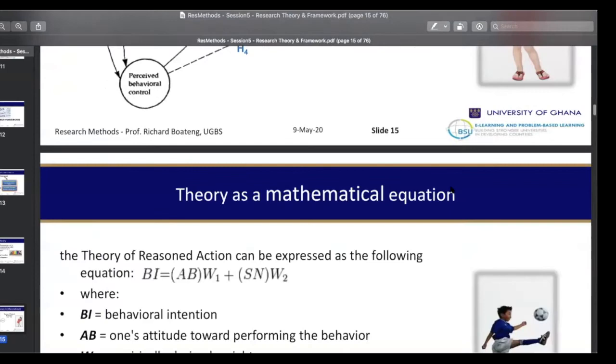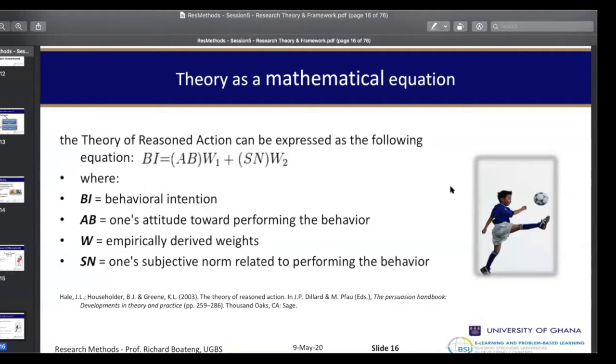Now, the theory of planned behavior was built out of the theory of reasoned action, which is actually a mathematical equation illustrated here that says that behavioral intention is a function of a person's attitude towards performing the behavior and then a person's subjective norm. But Ajzen went further to then break it down and add the perceived behavioral control.